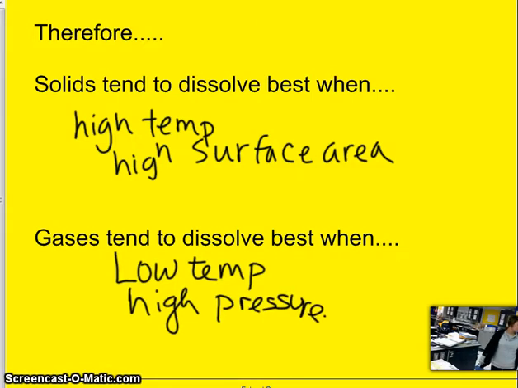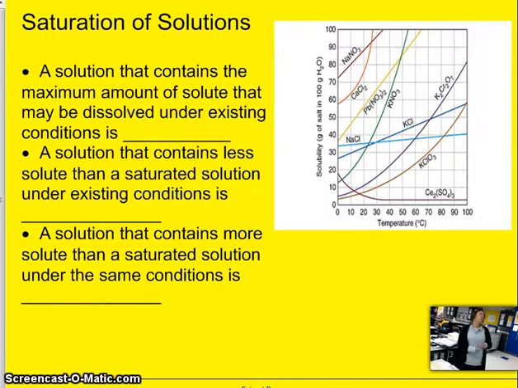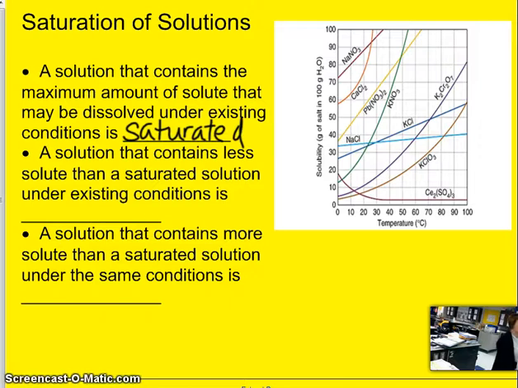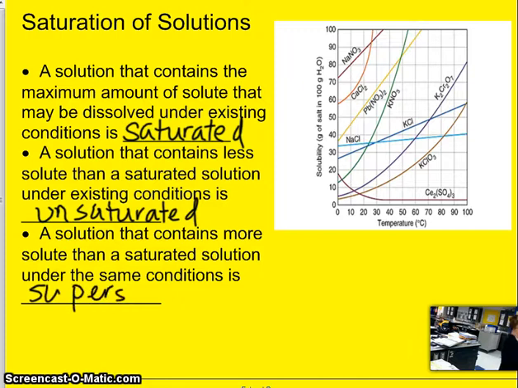Okay? And then finally, reviewing from last year, we can use solubility curves. And if you've dissolved the maximum amount you can, we refer to you as saturated. If you dissolve less than you can, you are unsaturated. And more, you are supersaturated.